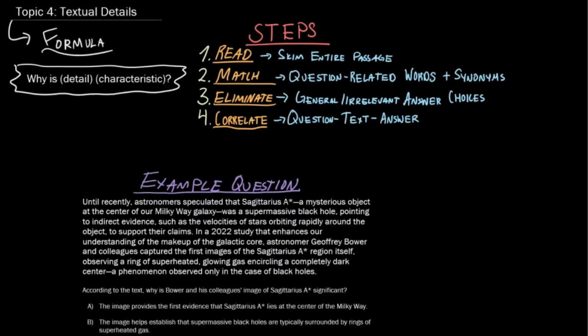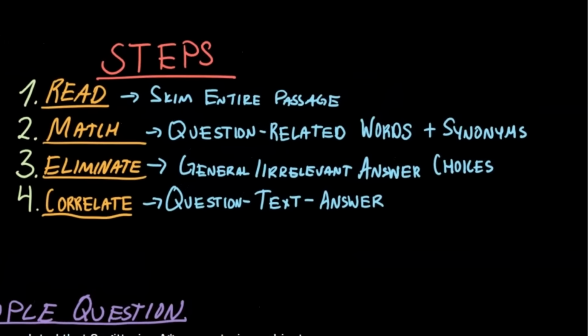Topic 4, textual details, is likely one of the hardest parts of the SAT. And part of this is because the College Board does not give us a specific question type. We have to figure out a formula, and I've got that right here. So why is some detail some characteristic? And that seems pretty vague. We're going to get into it a little bit more in a second. But we've got this first.